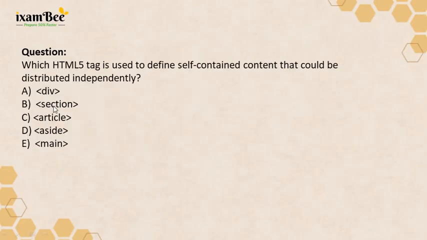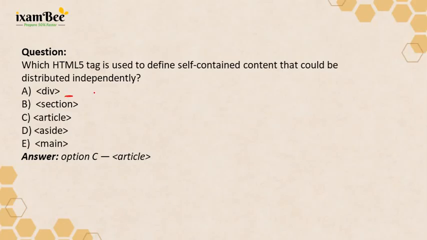Let's move to the next question, which is from web technology. Which HTML5 tag is used to define self-contained content that could be distributed independently? So the correct answer would be article. So let's move to the options first.